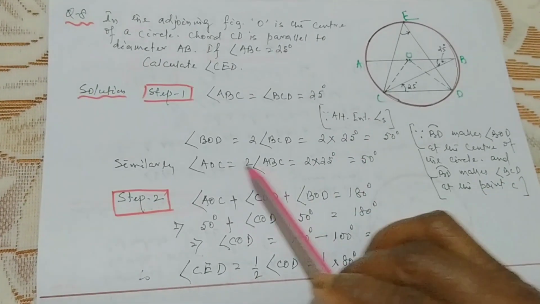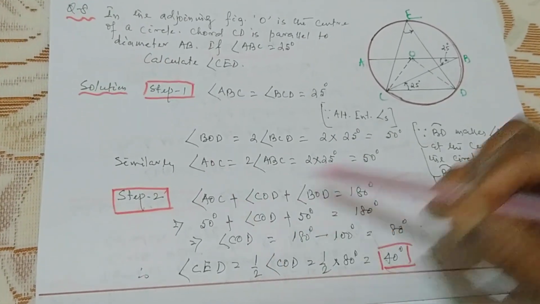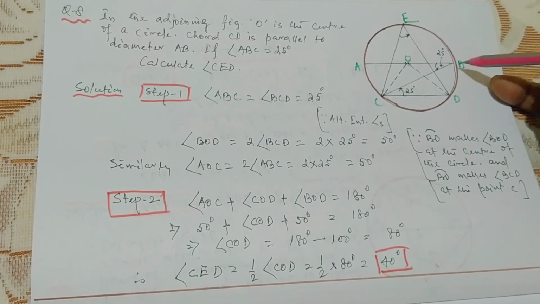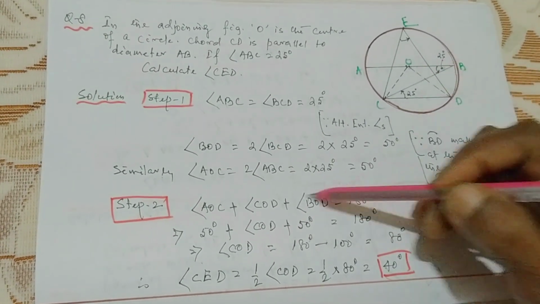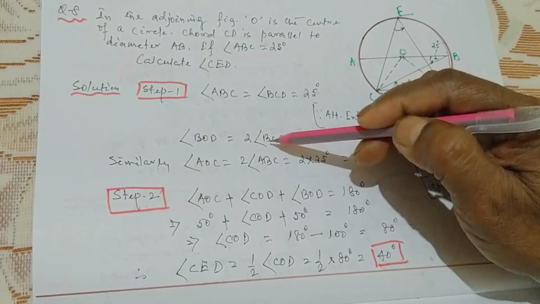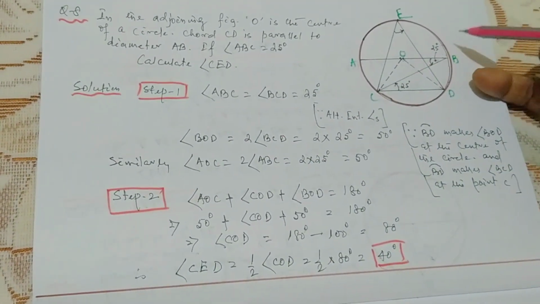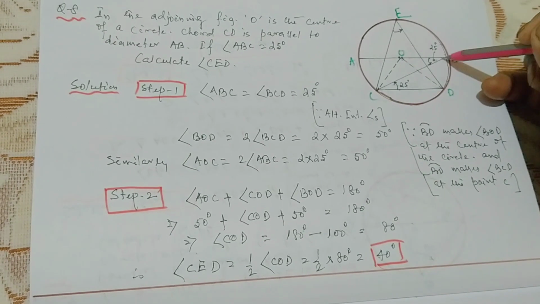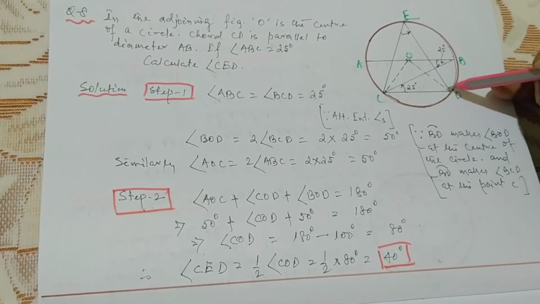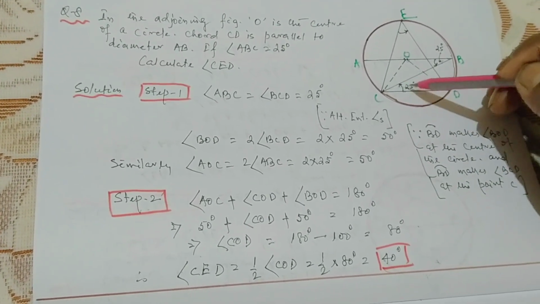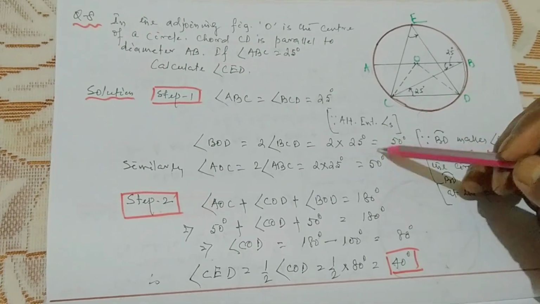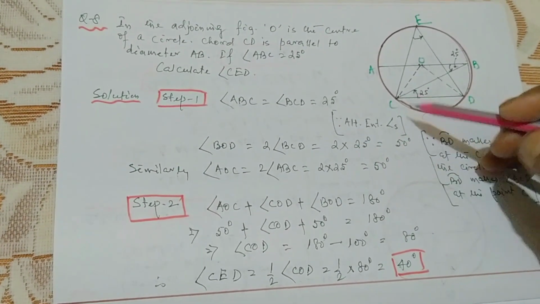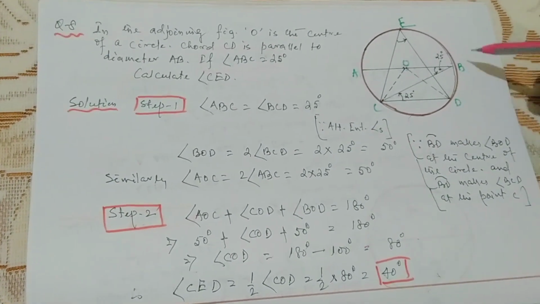That is, angle BOD, this angle BOD is equal to 2 times angle BCD, 2 times this angle. That is equal to 2 into 25, that is equal to 50 degree.